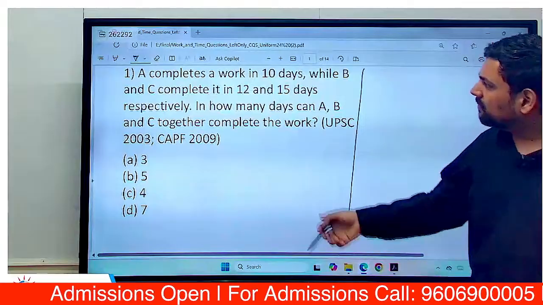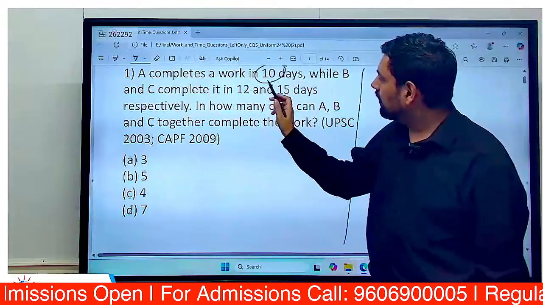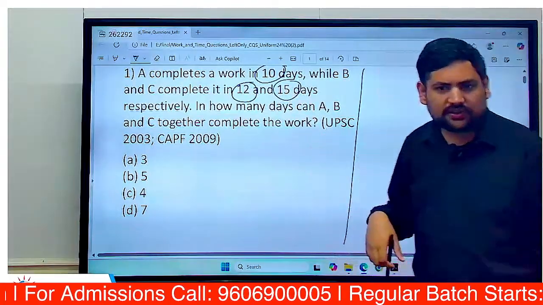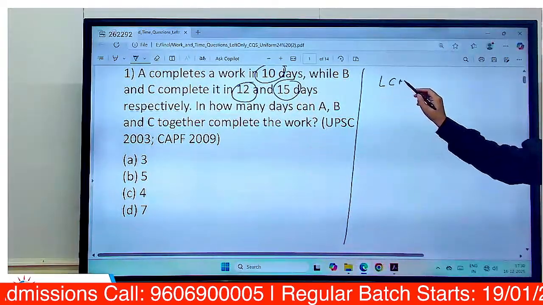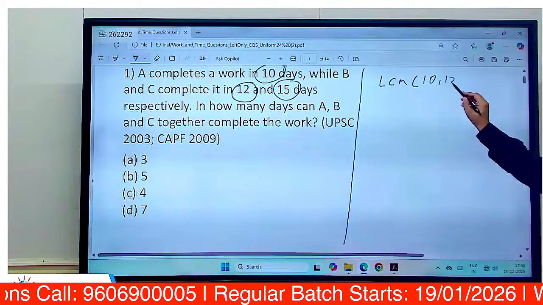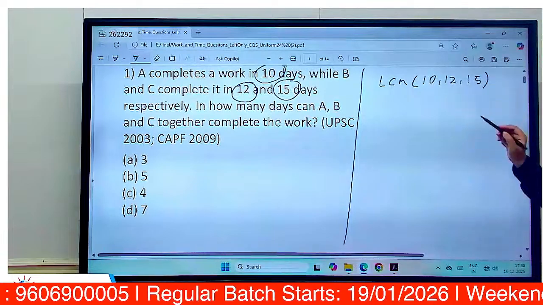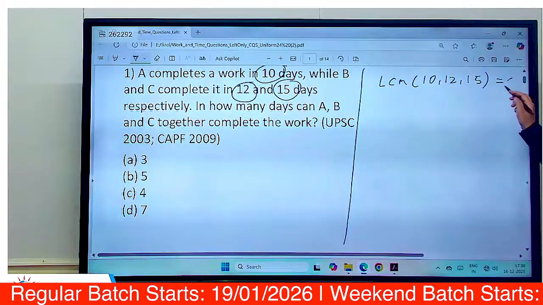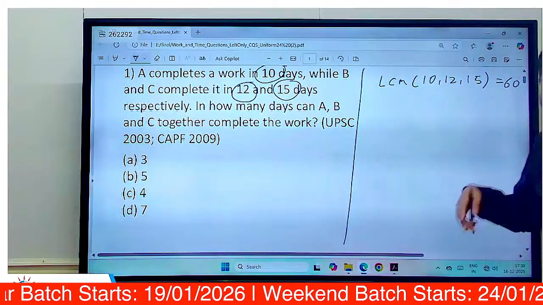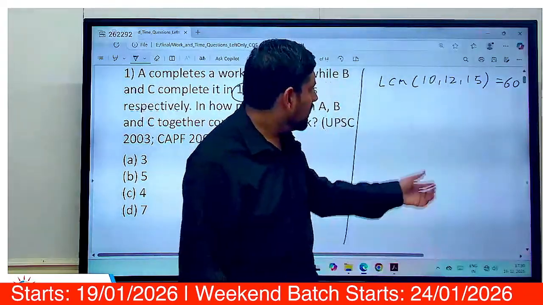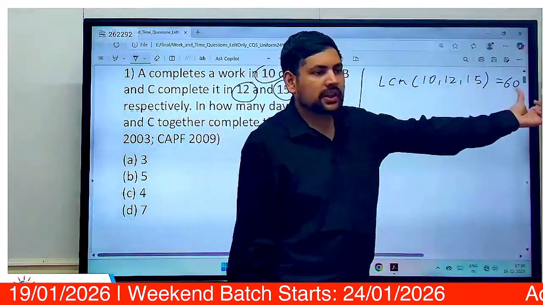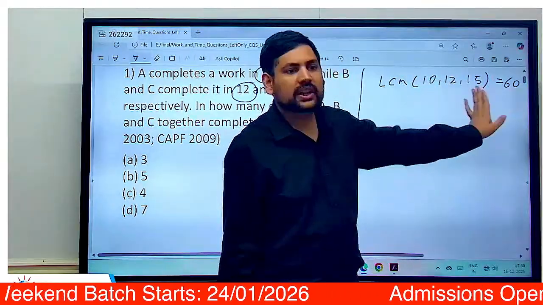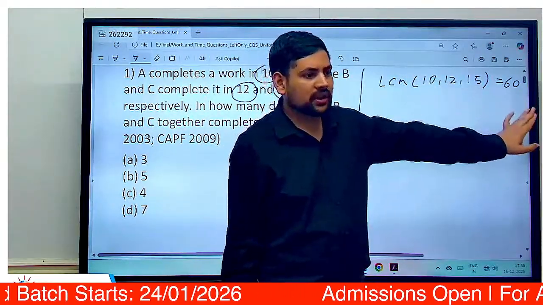Okay, so it says A completes the work in 10 days, B does it in 12 days, C does it in 15 days. First thing is taking LCM. LCM of 10, 12, and 15. What will it be? 60. Okay, if you don't know how to calculate LCM, do what? Take the largest number, start looking for its multiple. For example, 15. See for the smaller numbers, if they divide it completely, that becomes your LCM.